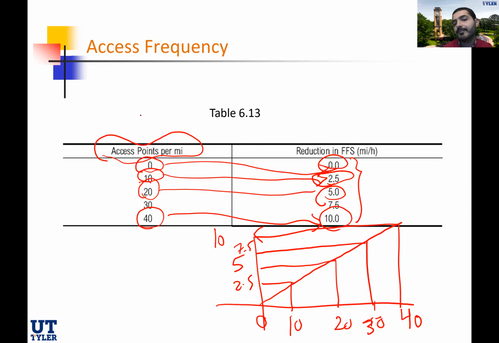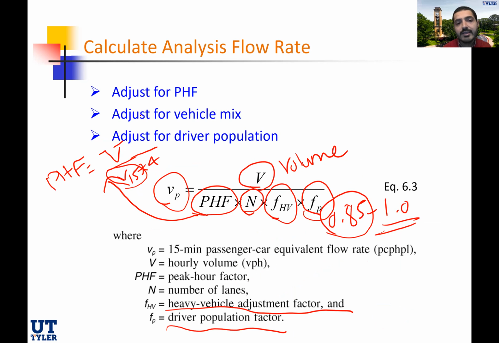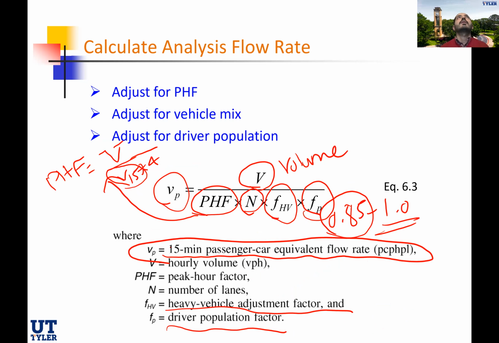For access points, again, it depends on the number of access points per mile. If I have 0 access points per mile, that section of the highway is not going to have any reduction in free flow speed. But if the number of access points keeps increasing, the free flow speed will continuously decrease. Then you need to get the analysis flow rate, which is VP. This is the 15-minute passenger car equivalent flow rate. We go through equivalency to change everything, to handle the peak hour factor, the heavy vehicle adjustment factor, and the traffic population factor, all in one equation to get the flow rate.